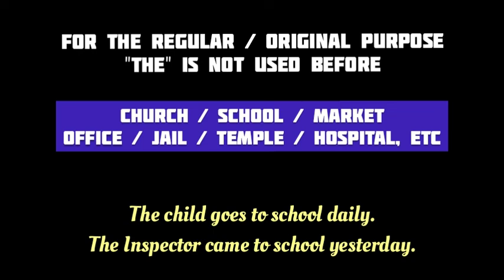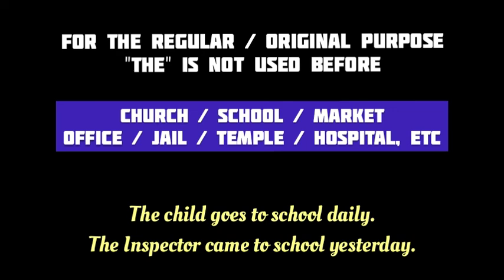However, if you visit any of these places for a special purpose, the definite article the will be used before it. The inspector came to the school yesterday, for example. Actually, the inspector visited the school for a special purpose, so the has been used here before school in the second sentence.